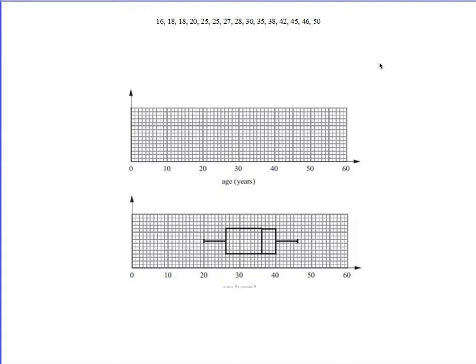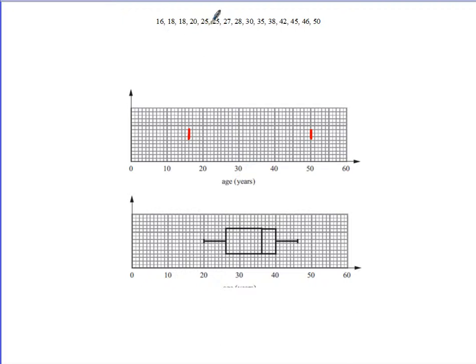So what we need to do is, for a box plot, we need to have our lower value, which is 16, so that's easy enough to put on there, so I can do that immediately. So it's 6 squares in, or 4 squares from here, so that's not a problem. And our upper value is 50, so they're easy enough to draw. Now we've got to find the median.